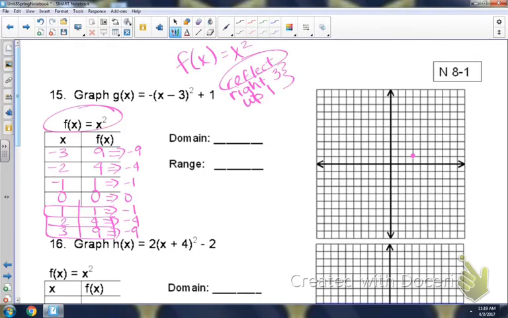So negative 3 from this new point, left 3 down 9, and then left 2 down 4, left 1 down 1, and then the same thing on the other side. So there's our graph. Domain of any parabola is all real numbers. And then your range, if you look at the y-axis, this y value is 1, and it's everything below it. So y would be less than or equal to positive 1.